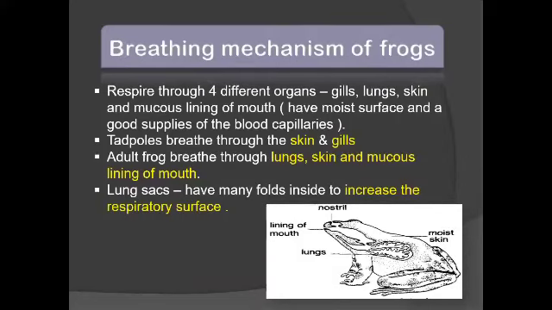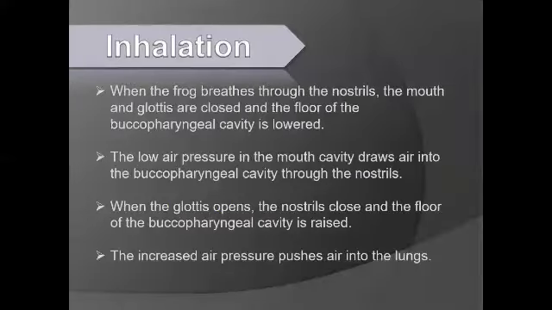Next, we are going to discuss the breathing mechanism of frogs. Frogs respire through 4 different organs, which are the gills, lungs, skin, and mucous lining of mouth that have moist surface and a good supply of blood capillaries. The tadpoles breathe through the skin and gills, while the adult frog breathes through lungs, skin, and mucous lining of mouth. The lung sacs inside the frog have many folds inside to increase the respiratory surface.